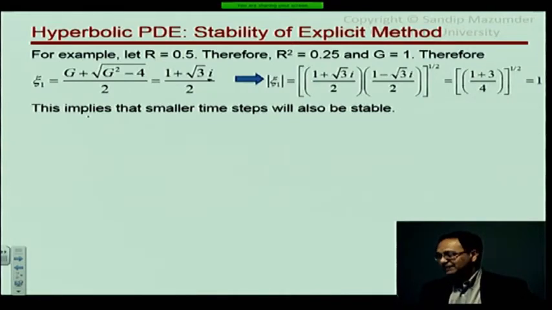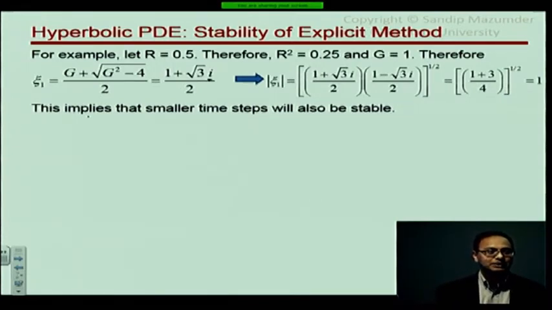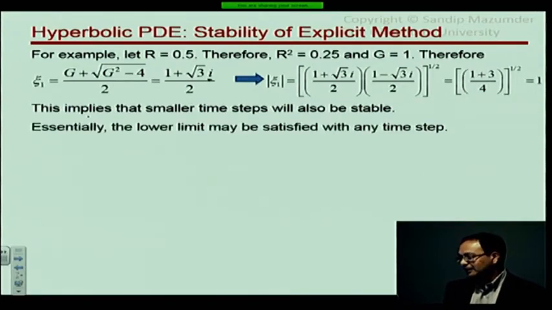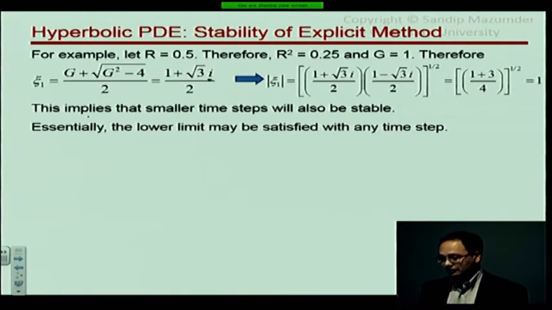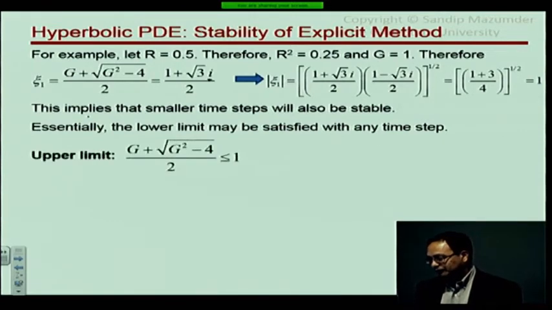So basically, using xi1 and the lower limit, we haven't come up with any stability criteria. We are basically saying small and large time steps will be stable. All right. Really nothing meaningful, at least when we look at xi1. Okay. So lower limit is satisfied with any time step. That's our conclusion. What about the upper limit? Upper limit gives us this inequality.